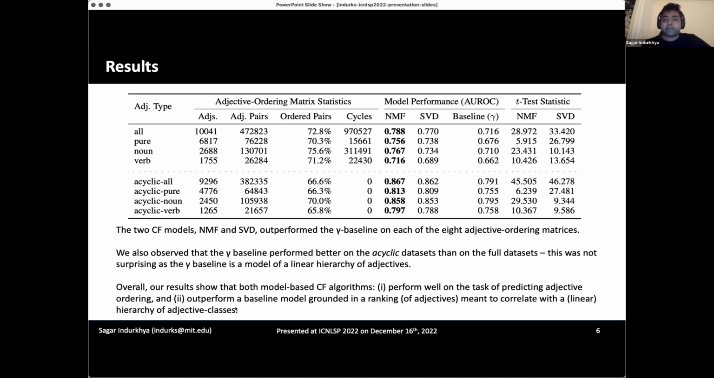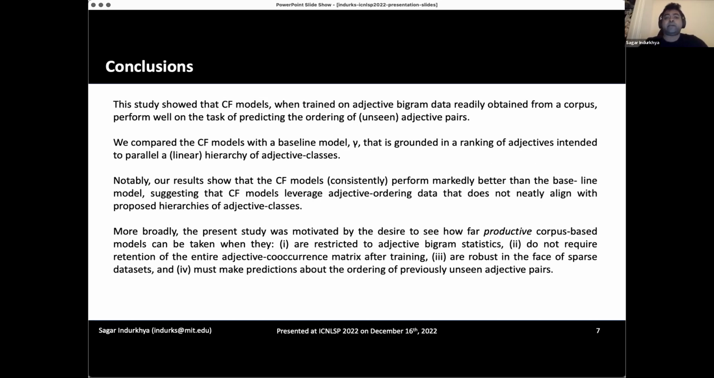Okay, so some of my conclusions that I've drawn, and this is just part of an ongoing project to see if, for different types of constituent selection that can happen in syntax, I can apply these collaborative filtering methods. That's what I've been exploring. But this particular study showed that collaborative filtering models, when we train them on adjective bigram data that we can get from any corpus or bigram database off the shelf, do perform well on the task of predicting the ordering of unseen adjective pairs.